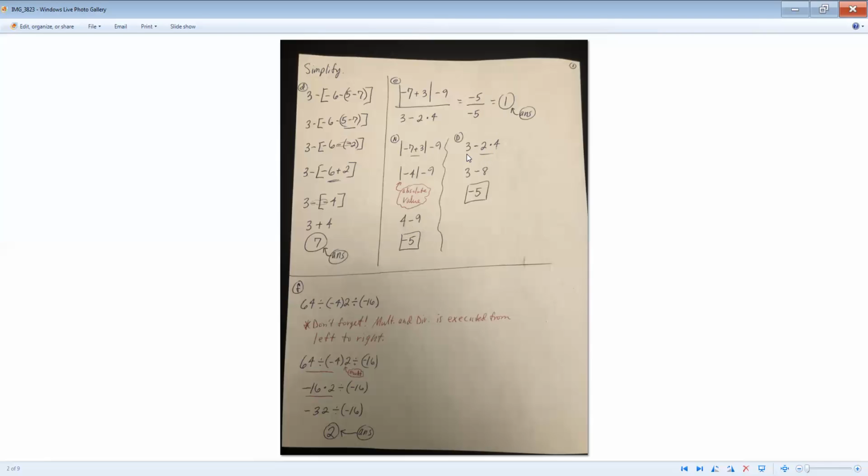Then we go to our denominator, 3 minus 2 times 4. Do your multiplication first. 2 times 4 is 8. 3 minus 8 is -5. So we have -5 over -5. That will simplify to +1.